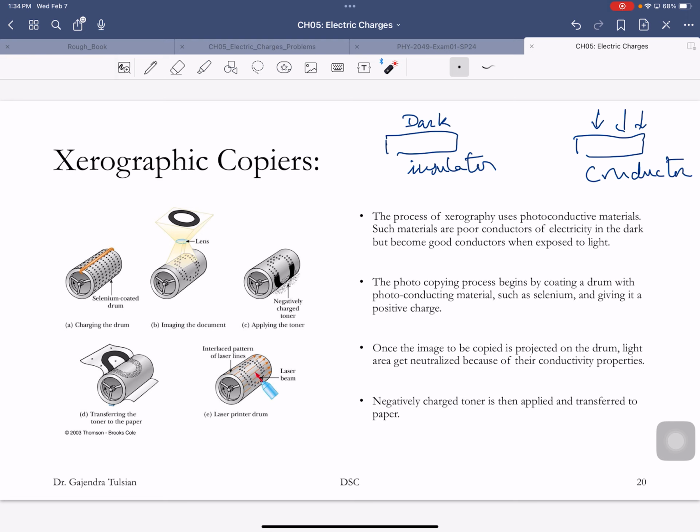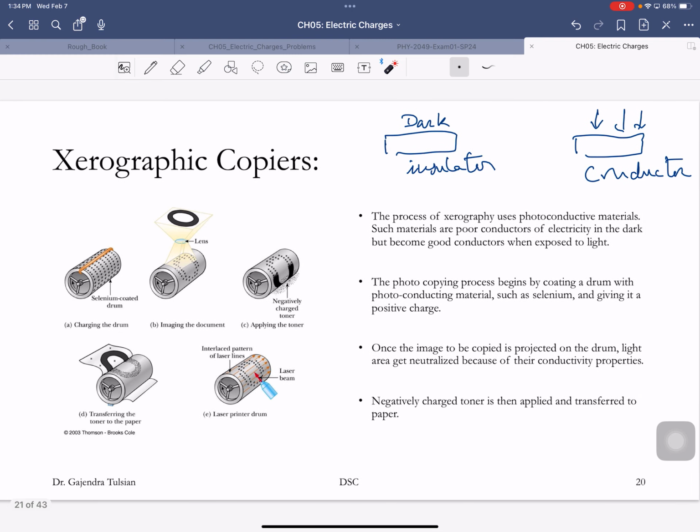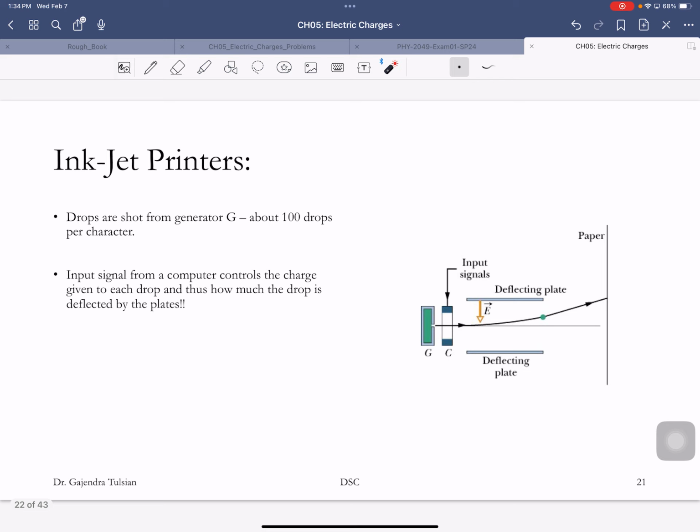All right, so these guys rely on photoconductive materials such as selenium. Did you guys understand that? Fairly neat. So again, we are showing you applications of electric charges. Anybody deal with inkjet printers? Have you used an inkjet printer?